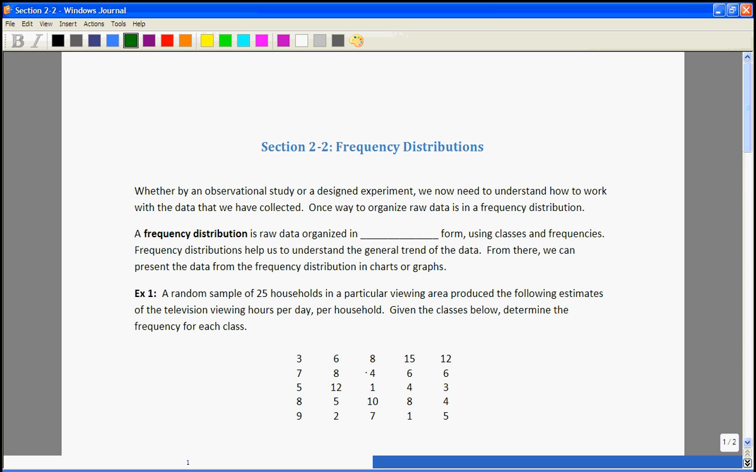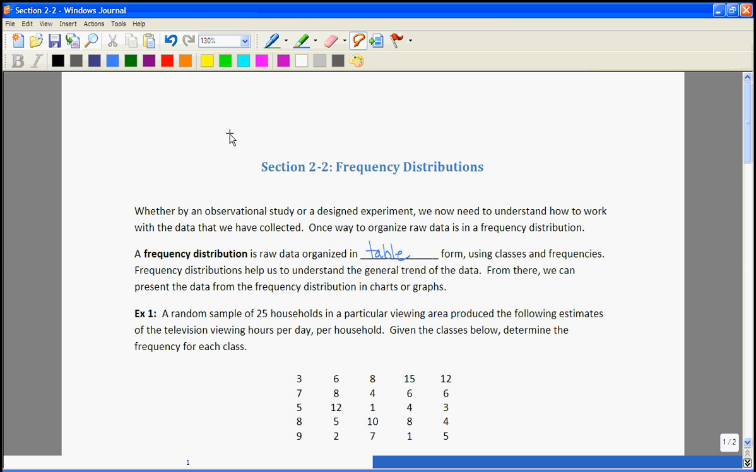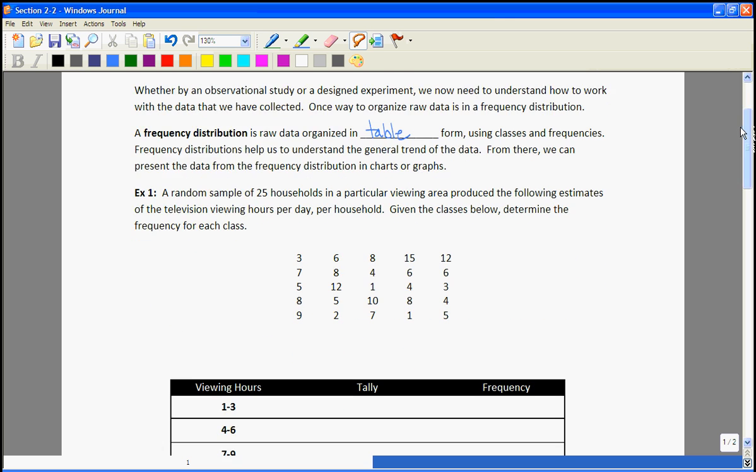A frequency distribution is raw data organized in table form using classes and frequencies. Frequency distributions help us to understand the general trend of the data. So just looking at a bunch of numbers, usually it's very hard to see what's going on, but once we organize it into a table or a frequency distribution, we can tell if there's any trends, and then from a frequency distribution, we can organize further into charts or graphs.